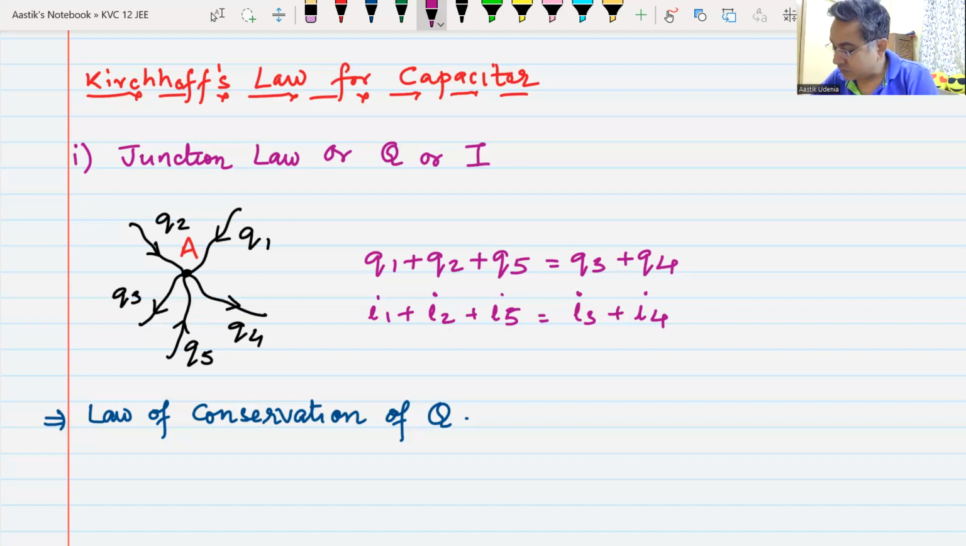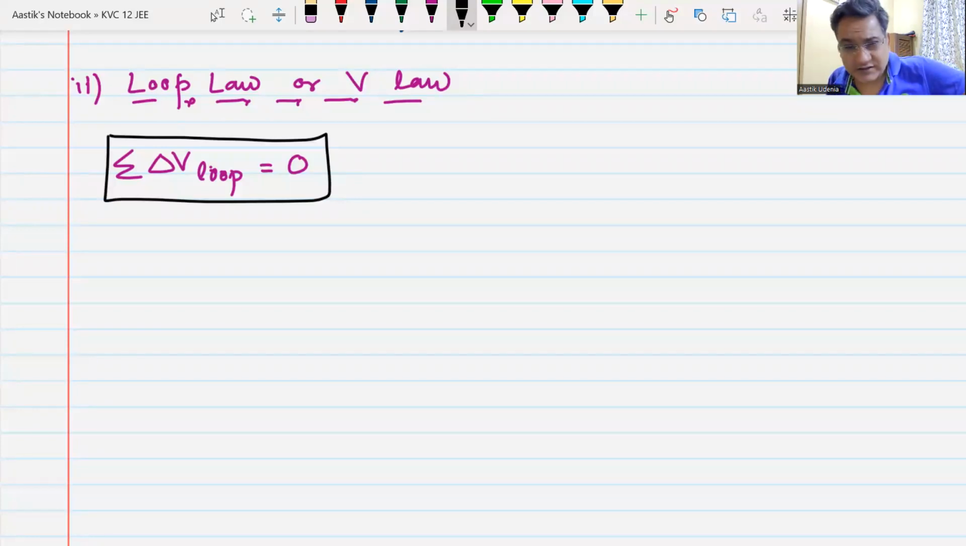So if you move in a closed loop, the summation of all the potential drop will be taken as 0. You can write it on your own. I'm speaking, nothing I've drawn, don't worry. Summation of all potential drop in a loop would be taken as 0. Now, what is this law based on?